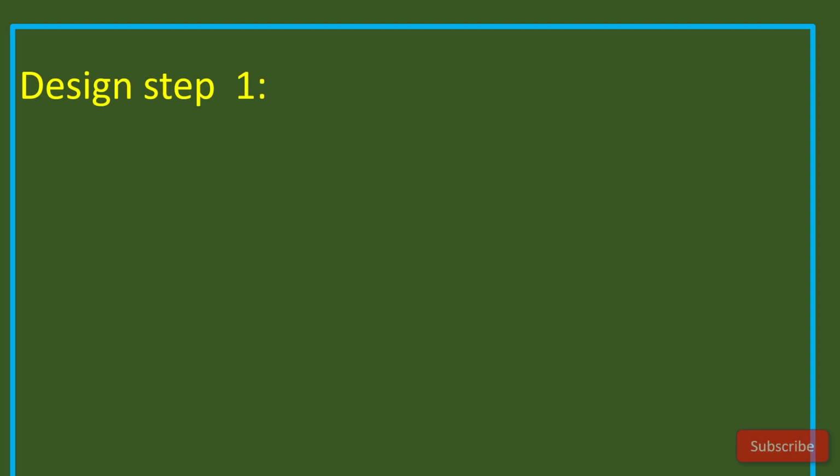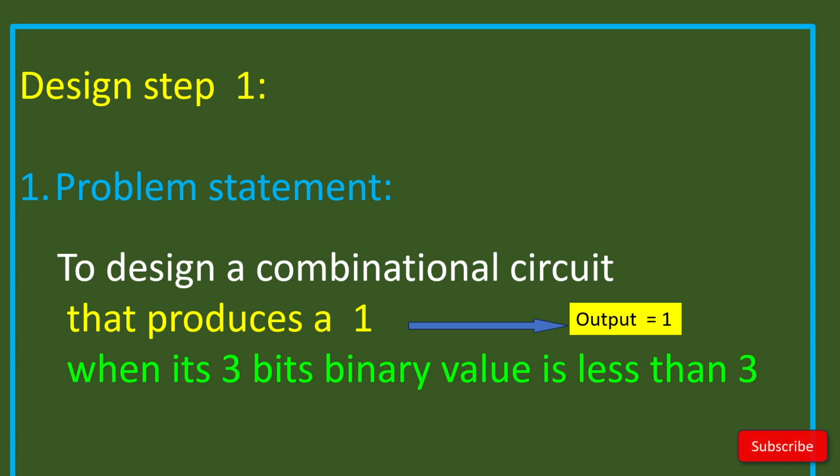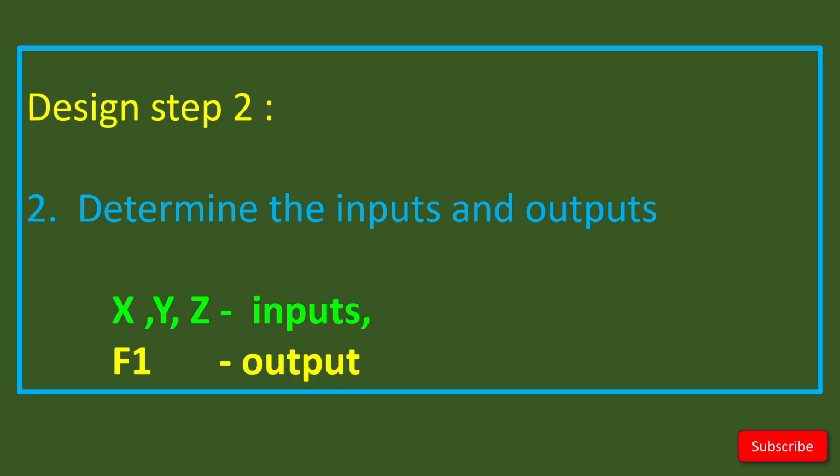Okay, now we'll see each and everything in minute detail. The first step is the problem statement. It is to design a combinational circuit. From that, we understand that it is a combinational circuit and that it should have only inputs and outputs. There is no feedback path. And it produces a 1, which indicates that we have the output equal to 1 when its 3-bit binary value is less than 3. That means here we have the combination of these inputs, right? So if the input value is less than 3, then you get an output of 1. Otherwise it is 0.